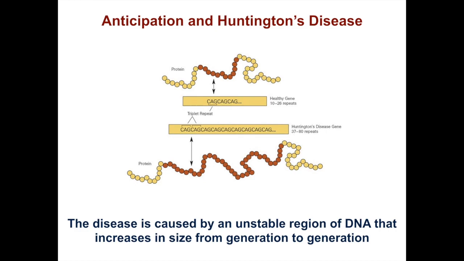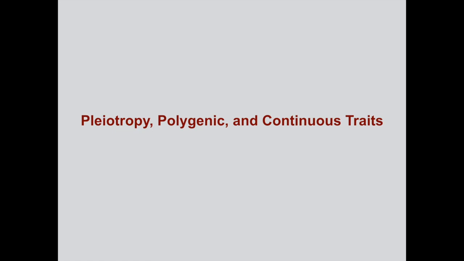So here we have a figure showing these triplet repeats that can occur in the Huntington's disease gene. So a healthy gene only has a few repeats, whereas a disease gene has many more. So the disease is caused by this unstable region of DNA that increases in size from generation to generation. Now we're going to turn to some other important genetic concepts: pleiotropy, polygenic traits, and continuous traits.